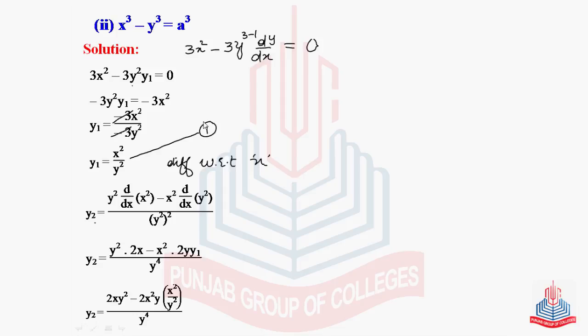So y1 is actually x square divided by y square. Just substitute this value against this y1, which is x square over y square, and the remaining portion is as it is, like 2x into y square minus 2x square into y, and y1 is x square over y square, and whole divided by y4.